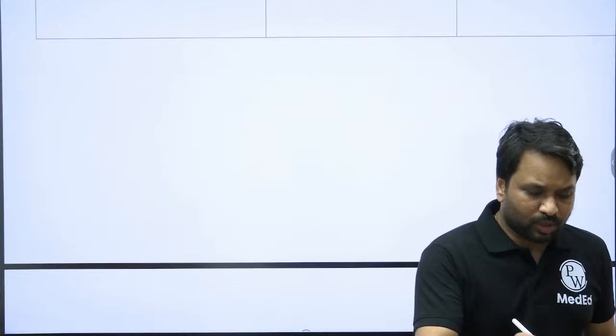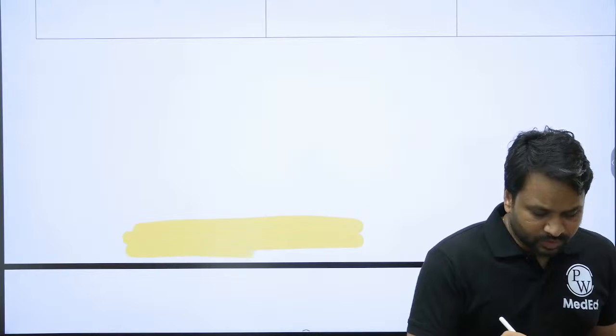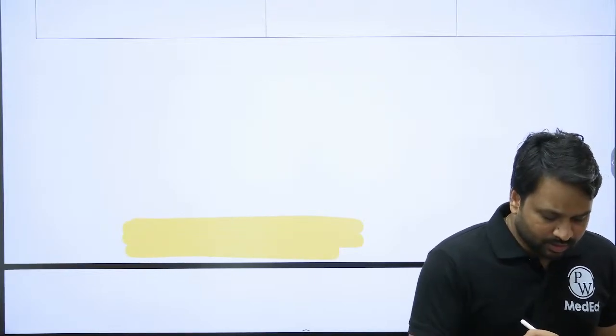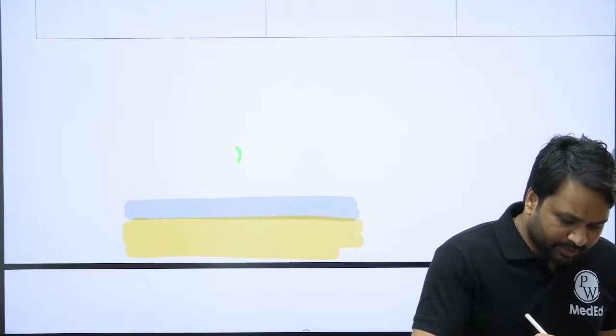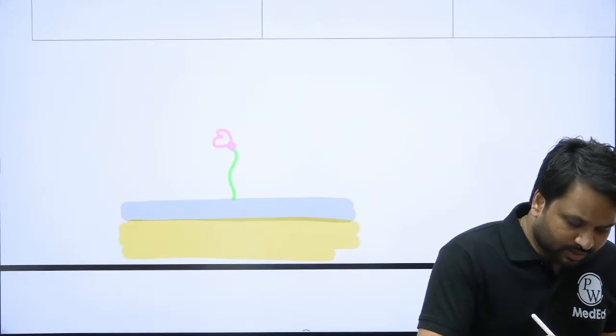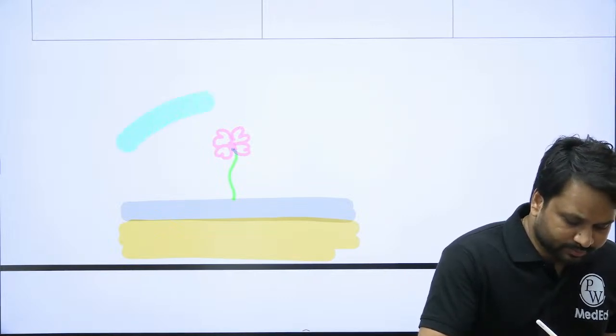So for that we have a small mnemonic, right? What is the mnemonic? The core of the earth is made up of lava. The lava is orange in color, right? Above the lava, what do you have? You have the soil. The soil is gray in color. On top of this gray soil, we have this green tree which is going to be present. On top of this green tree, you have this pink flower which is going to be present. On top of this pink flower, you have the blue sky.